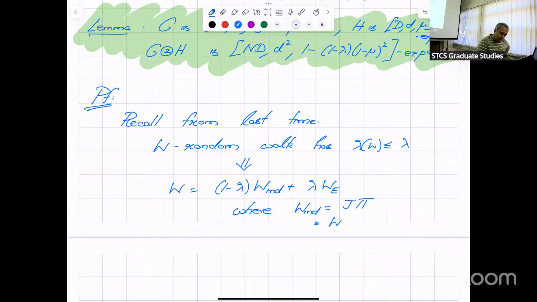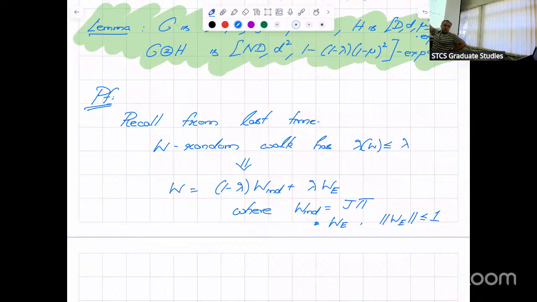And W error is any matrix such that the norm of W error is less than or equal to 1. That is, it can be written as the perfect thing plus an error term. You could always write it this way. Last time I had incorporated lambda into W error, but let's keep it this way. By the way, it should be clear that this is an if and only if. If I can write the graph like this, then its second eigenvalue is at most lambda. That should be obvious. So what we will try to do is write G Z H in some such way and try to understand how it behaves. Okay.